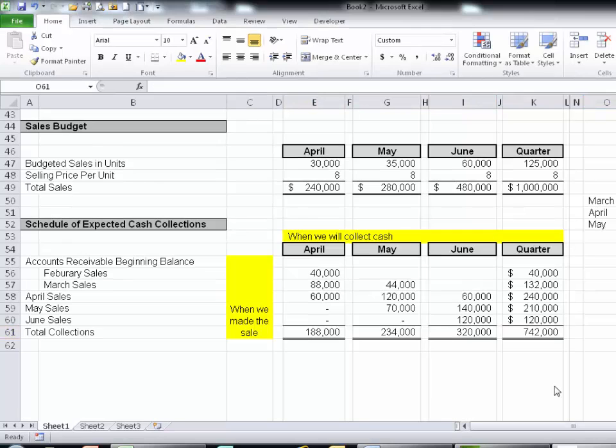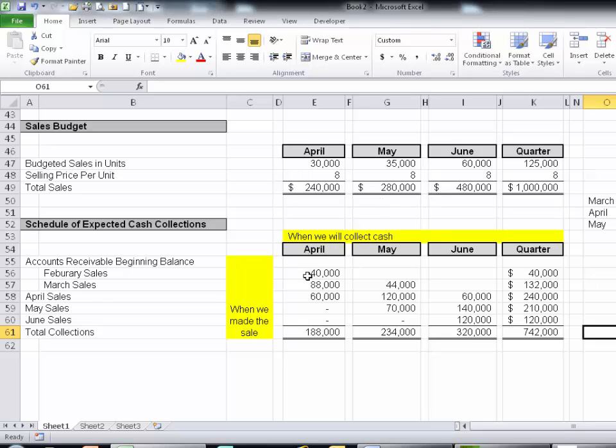Now that we have our budget completed, let's talk about what these numbers mean. When we look at the column, we can tell how much cash we expect to collect in any given month listed. In April, we expect to collect $188,000 from sales, May $234,000, and in June we're going to get $320,000 in from sales. And again, this represents the cash actually collected, not the sales made.